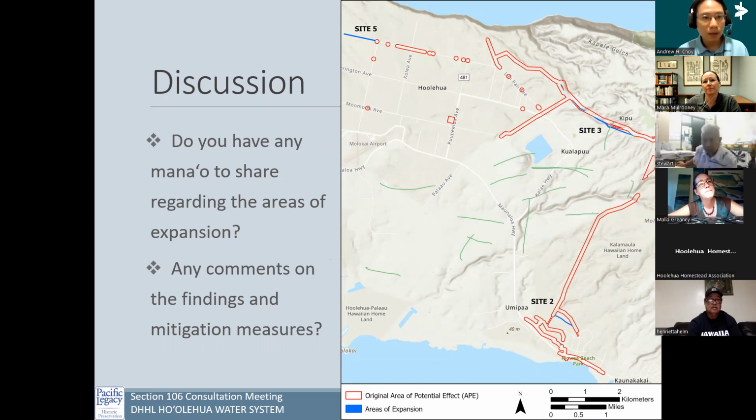Kilia writes, the rain heiau still exists in the area, whether in the work area. I don't think so, but the area as a whole should be recognized as a historic property. So I think we can note that. Yeah, the heiau is makai of the project area. It's outside of the APE. But yes, very significant site.